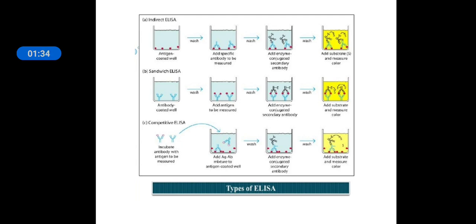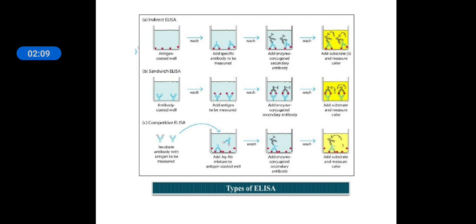The next type of ELISA is sandwich ELISA. Here it is used to detect the presence of antigen in the sample. So the well is coated with the antibody that is specific for the antigen under consideration, and then we will add the antigen that is to be measured, and then we will add the enzyme conjugated secondary antibody. So if there is a reaction, a chromogenic substrate will be formed, and we can see the color. The third type of ELISA is competitive ELISA.